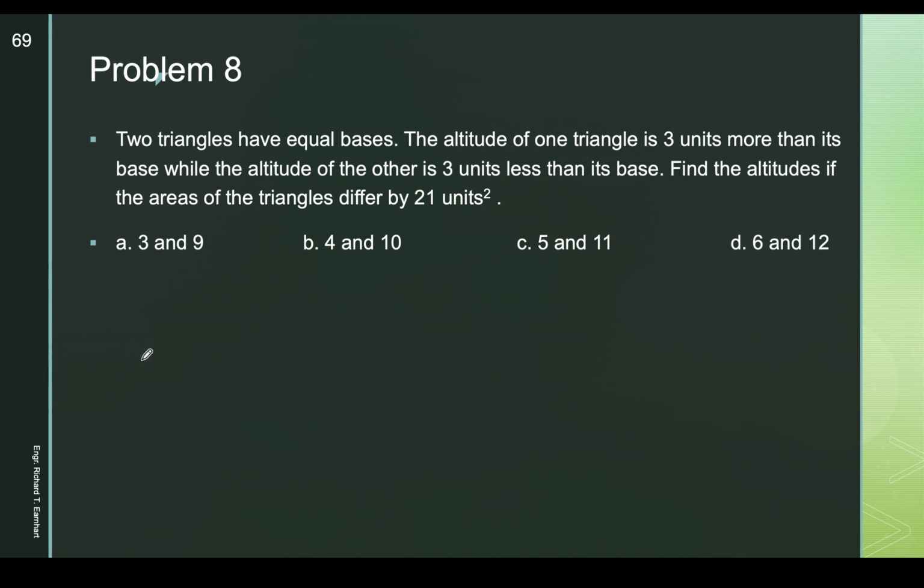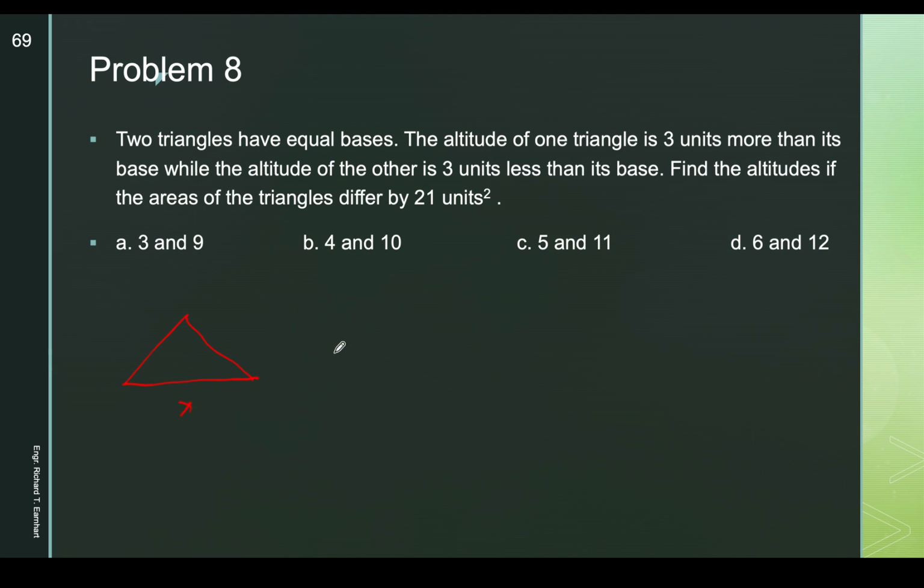Two triangles have equal bases. The altitude of one triangle is 3 units more than the base, while the altitude of the other is 3 units less than its base. So find the altitudes if the areas of the triangles differ by 21 square units. So okay, we have two triangles.